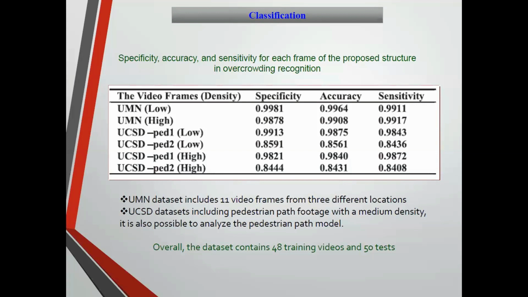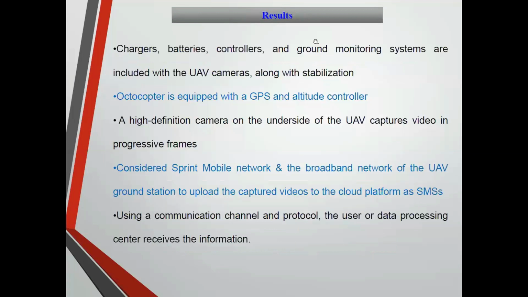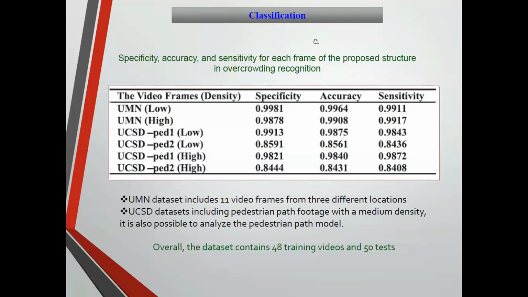For the UMN database, the congestion is low or high. If low, these are the results. If high, these are the results. The UMN dataset includes 11 video frames from 3 different locations. And the UCSD dataset includes pedestrian path footage.